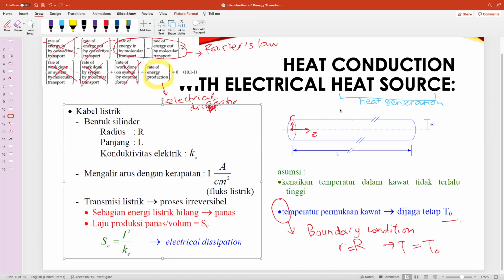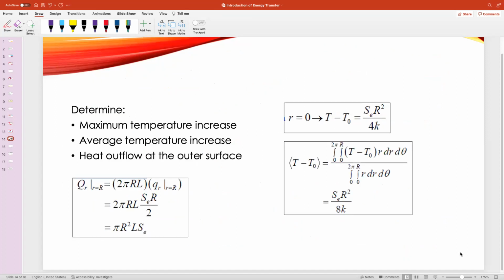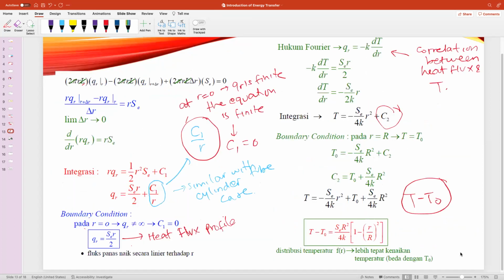Isn't it? So this one you have some energy production. This one is called electrical dissipation, and this energy actually should be transferred. Okay, and then it's transferred. It will drive the molecular transport of the energy out by molecular transfer. So that's why it will affect the profile.